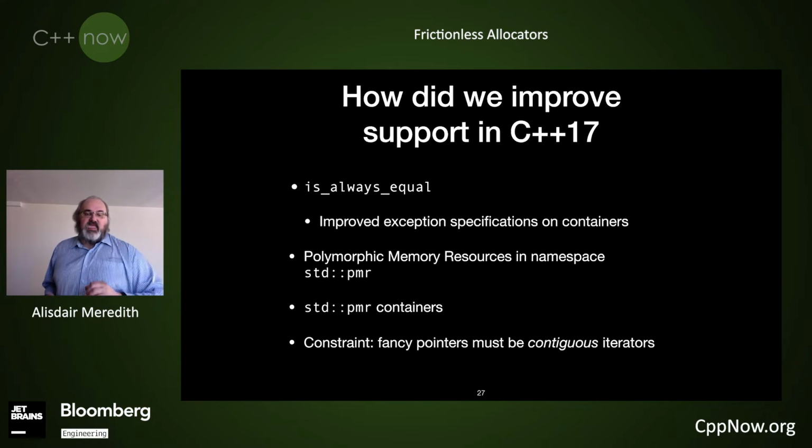We have the PMR containers, which is a set of type aliases or alias templates that allow you to plug the PMR allocators or memory resources directly into the existing standard containers. So we didn't need to write new containers. The existing containers all do the work correctly, because that's what the allocator traits brought us. All we're doing is plugging in a different allocator rather than std::allocator, and then everything just works with this new polymorphic memory resource model.